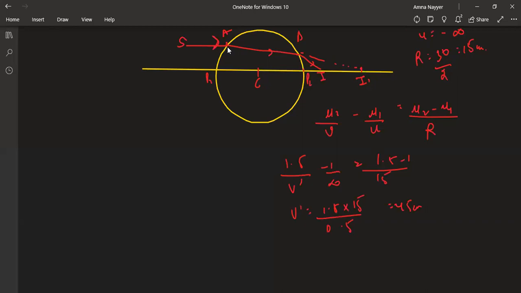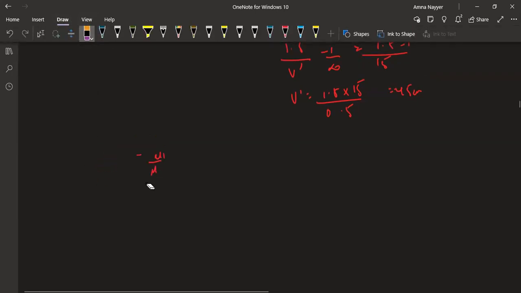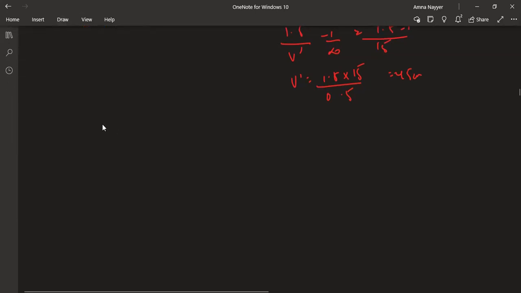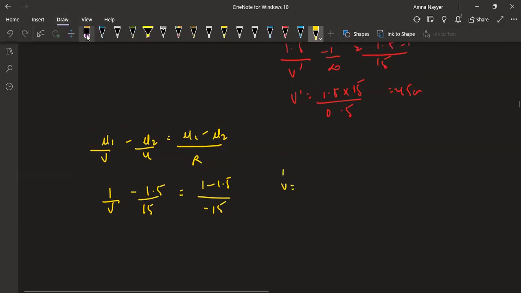Now at this particular point one refraction occurred. Here also, the ray of light is moving from glass to air, from denser to rarer. Again, refraction will occur. So now substitute the other formula: mu 1 by v minus mu 2 by u equals mu 1 minus mu 2 by r. This is the final value of v which we have to calculate. Substituting, minus 1.5 divided by 15 is equal to 1 minus 1.5 over radius of curvature minus 15. So once you solve this, 1 by v will be how much?